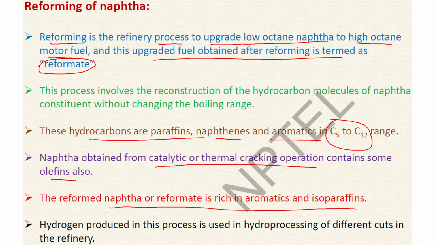quality to be good. During this reforming, hydrogen is also produced sometimes. That hydrogen produced in this process is used in hydroprocessing of different cuts, and in other places in the refinery where hydrogen is used, you can use the hydrogen that is produced in the reforming unit.